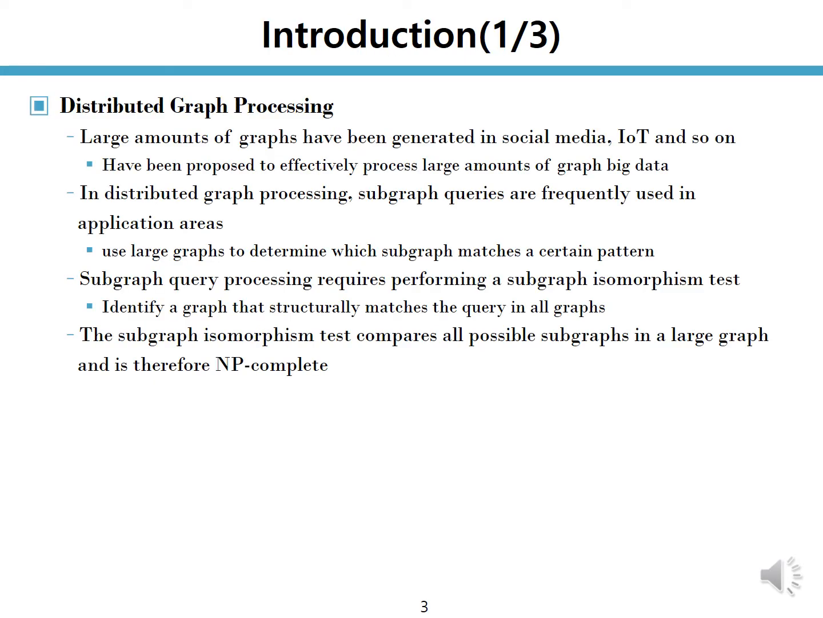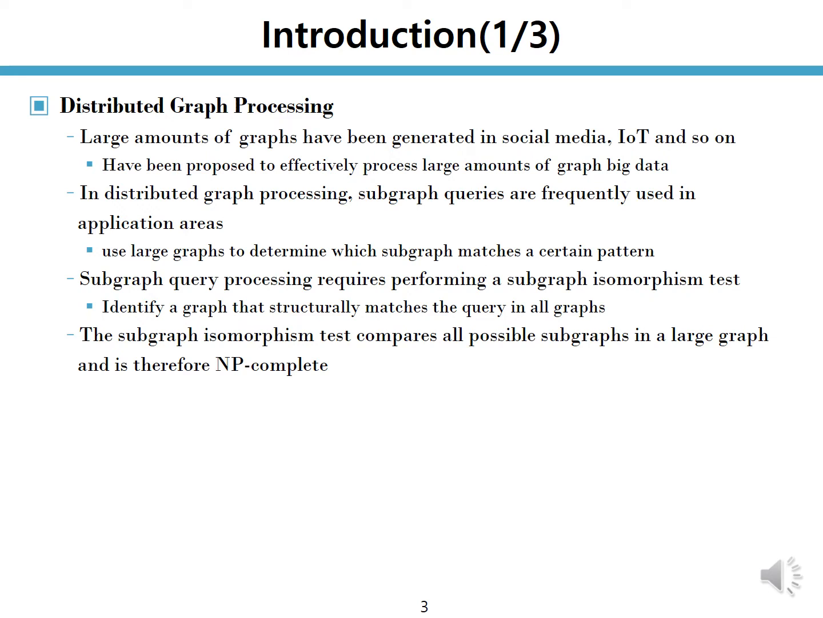A graph represents multiple relationships between objects in social media, biological networks, and IoT. Recently, large amounts of graphs have been generated in social media, IoT, and so on. Distributed processing techniques have been proposed to effectively process large amounts of graph big data.